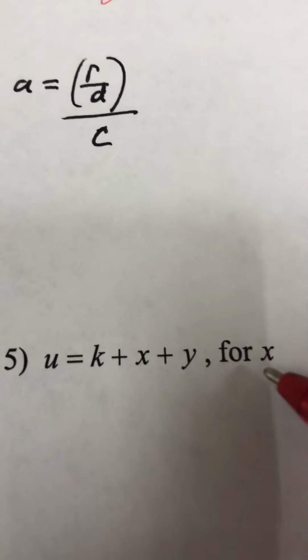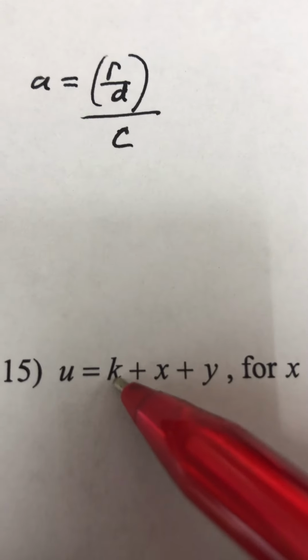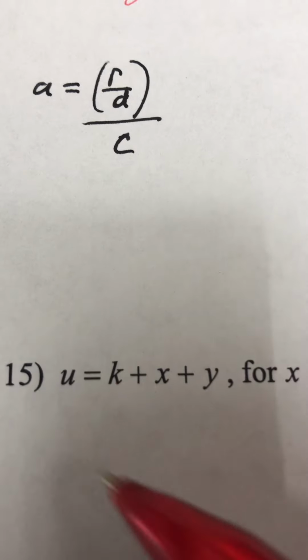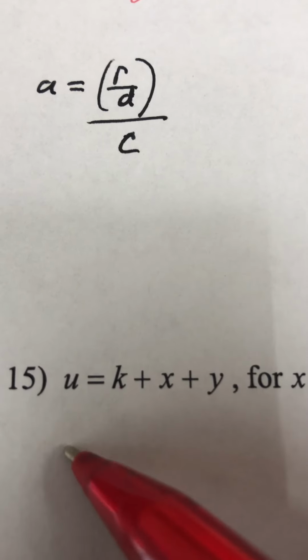When you're solving for x, notice I have a k and I have a y here. I'm just going to subtract both of those. So you should have u minus k minus y equals x.